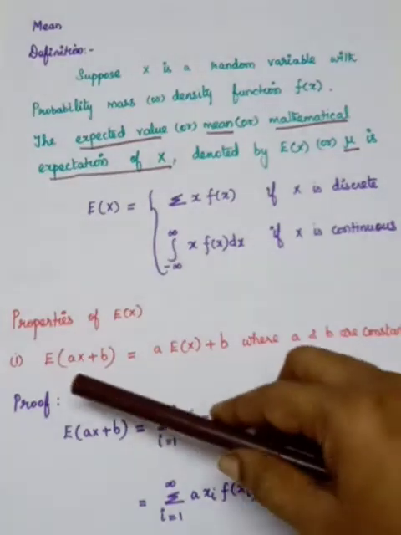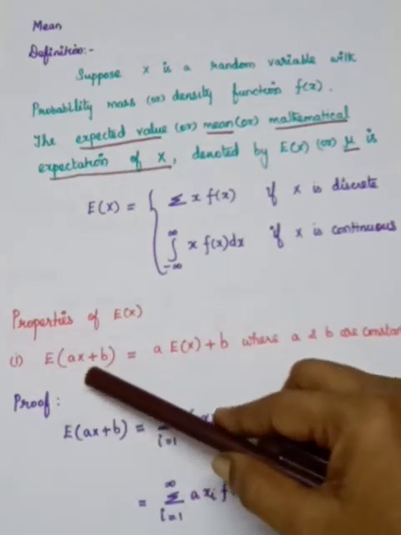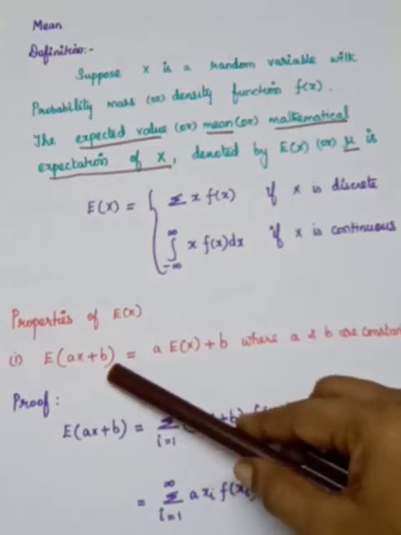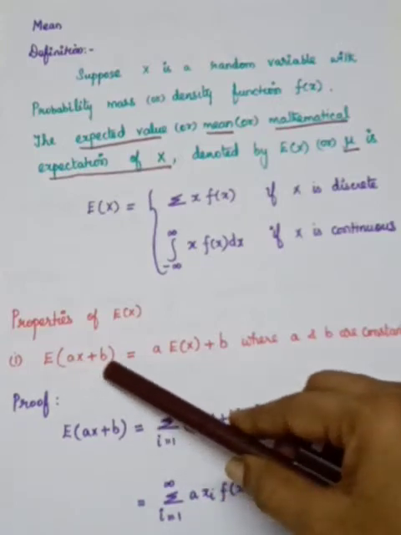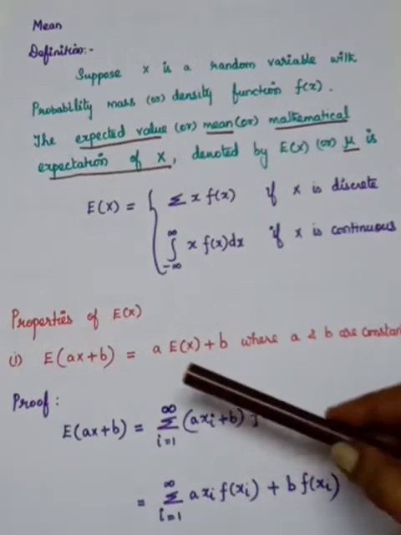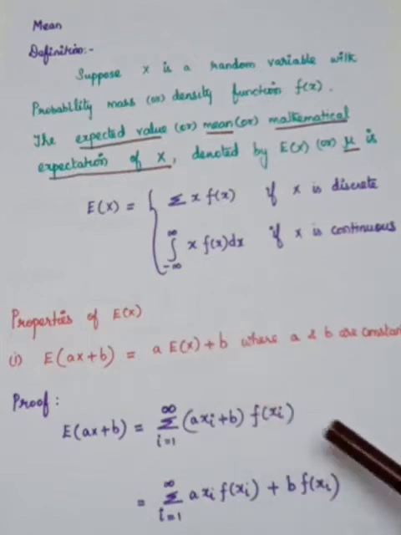So we are going to see now E of ax plus b. If you want to write E of ax plus b, it's a linear term in x. So ax plus b, here a and b are constants. If you want to find the expected value of ax plus b, the answer is a into E of x plus b. Okay, so see the proof.